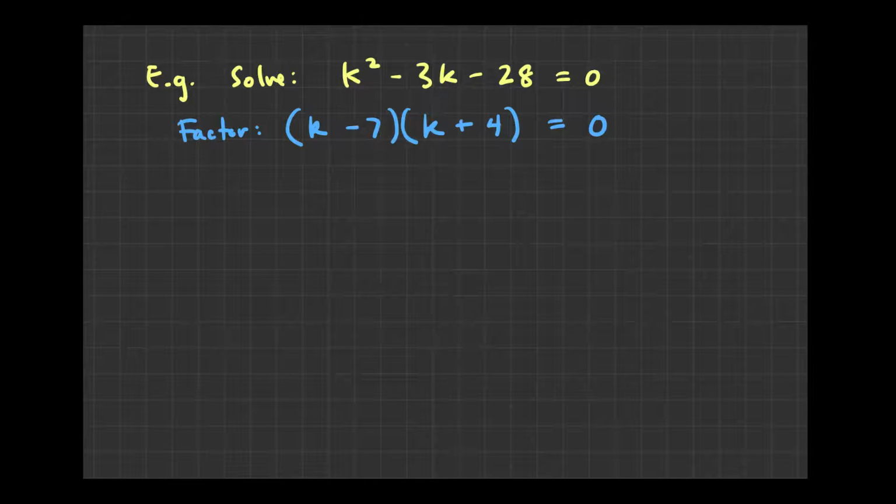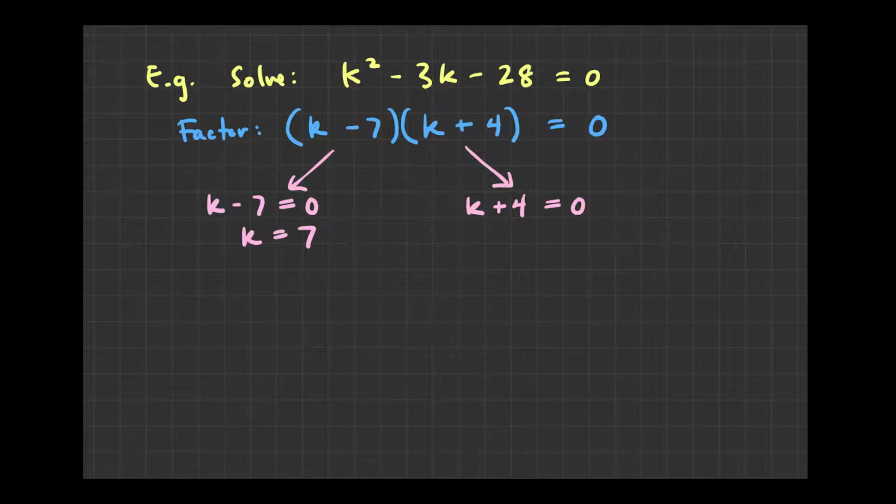And now we know that we've got two things to solve. One of these factors must be equal to 0. If K minus 7 is equal to 0, then K is equal to 7. The other option is that K plus 4 is equal to 0, therefore K is equal to negative 4. So those are our two possibilities. Our solution is K is equal to 7 or K is equal to negative 4.